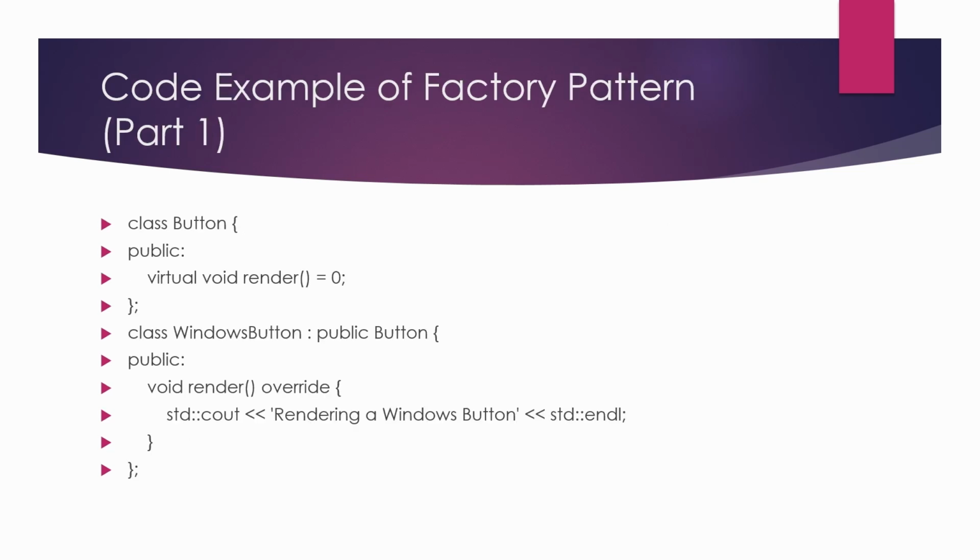Let's take a look at a simple factory pattern example. Here we defined an abstract button class with a render method. Then we have two concrete classes, Windows button and Mac OS button, that implement the render method differently for their respective platforms. The factory will be responsible for determining which button to create.